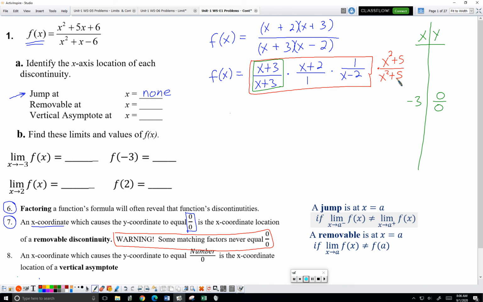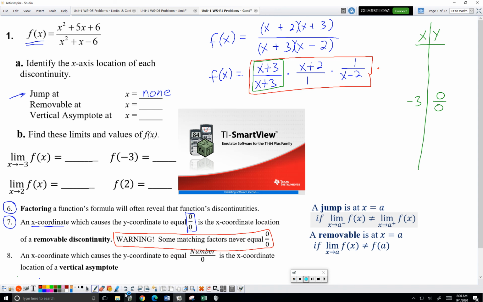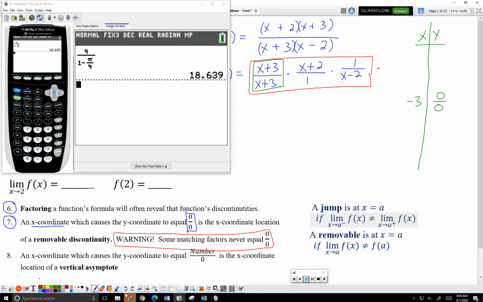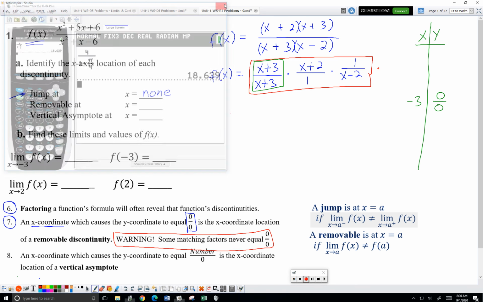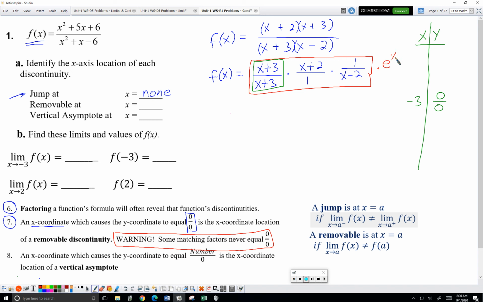A more common occurrence would be this one. E raised to any exponent is never 0. E raised to an exponent is never negative. So this is never going to become 0 over 0 either. So just watch out for little tricks like that. Question?